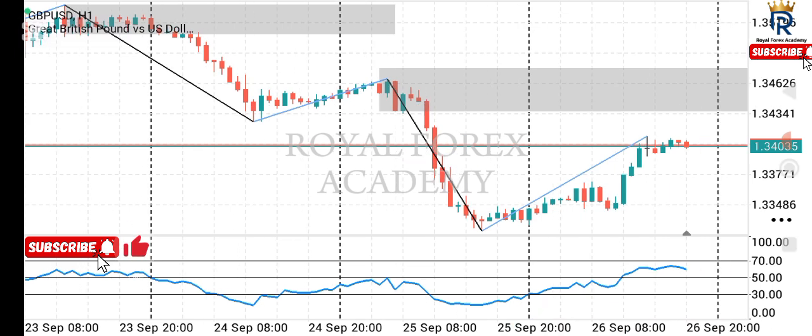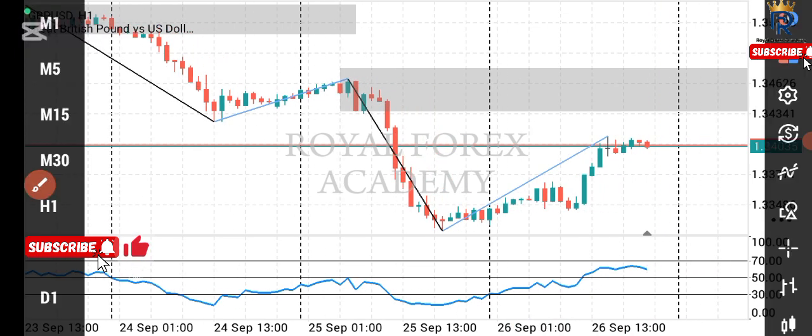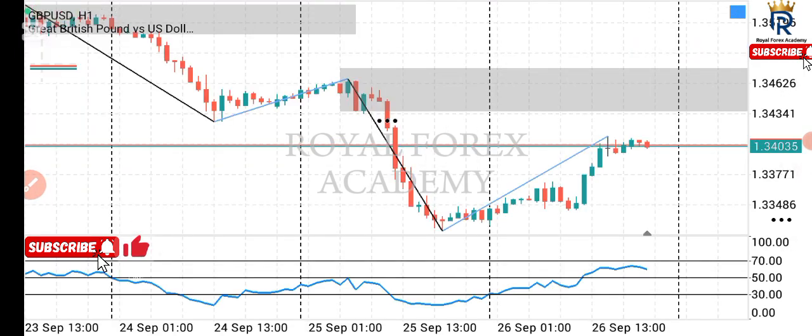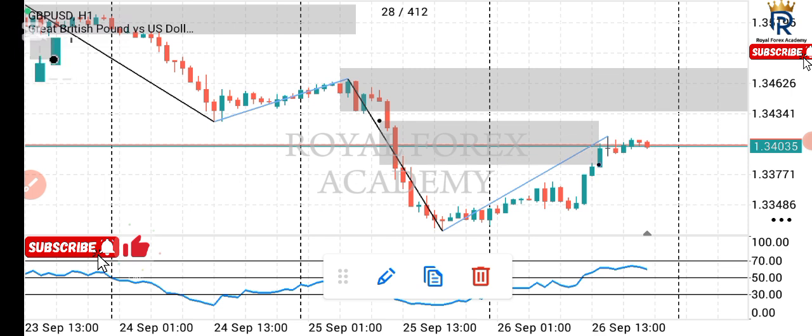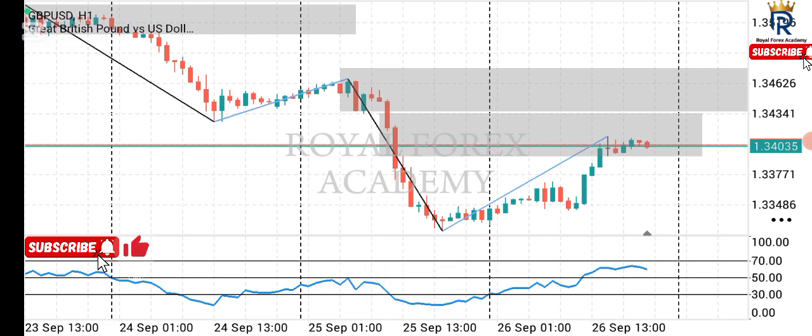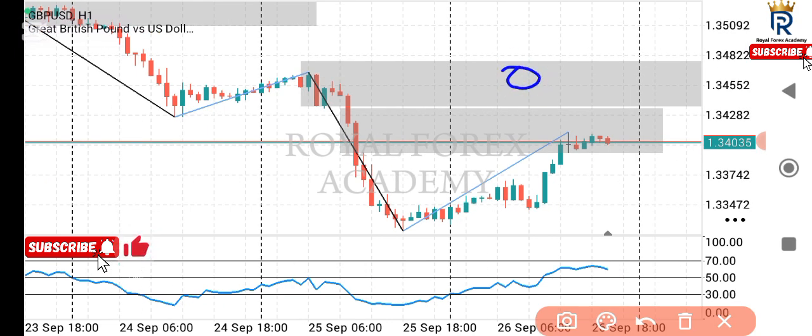So if we are to mark our fair value gap, it simply means that price is currently inside that zone. So here, let me mark this out. Now that is our fair value gap. Okay, so here is our order block, and then here is our fair value gap, FVG, or imbalance, depending on what you understand.